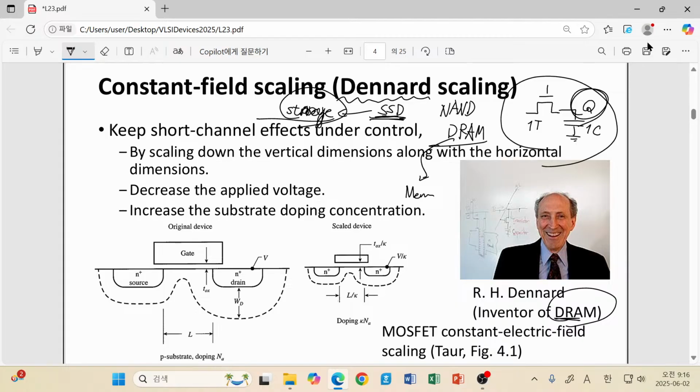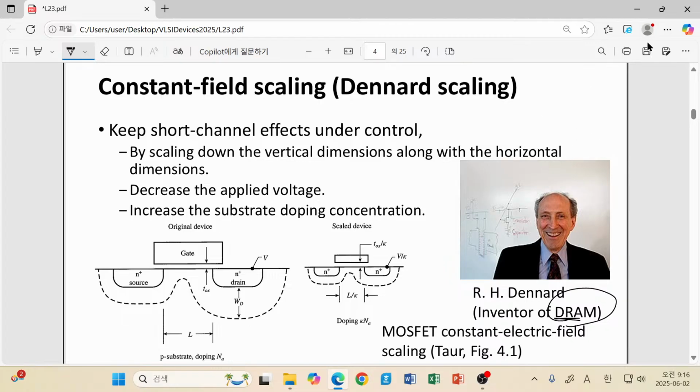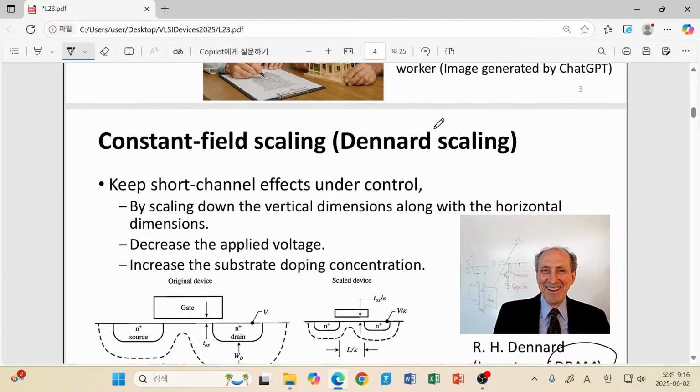Okay, so anyway, Dennard really invented this DRAM, so he is the real pioneer in this field. But he also contributed this scaling rule. So following his name, this one is called Dennard scaling. The main philosophy is quite simple. We wanted to keep the field inside our device the same.